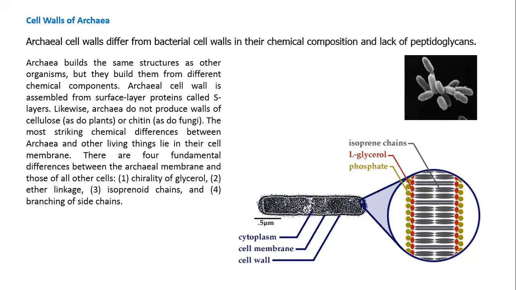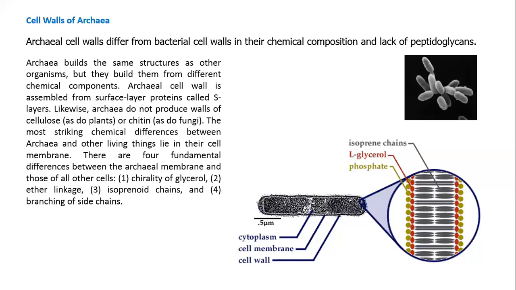The archaeal cell wall is assembled from surface layer proteins called S layers. Likewise, archaea do not produce walls of cellulose, as cellulose is found in plants, and they are devoid of chitin, which is found in fungi. The most striking chemical difference between archaea and other living things lies in the cell membrane. There are four fundamental differences between the archaeal membrane and those of other cells.